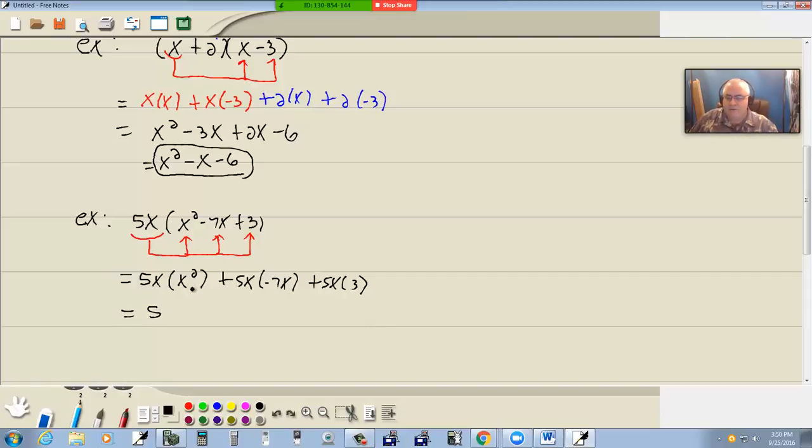Well, x to the first times x squared is x to the third. Remember, if you do not have an exponent there, it's by default 1. 5 times negative 7 is negative 35, and x times x is x squared. And 5x times 3 gives us 15x.